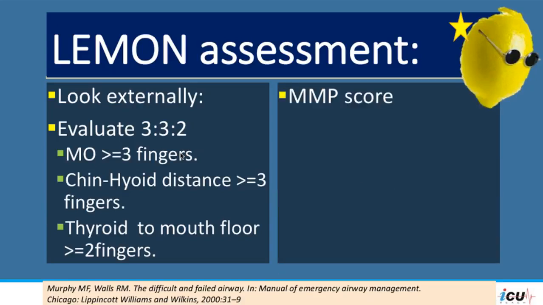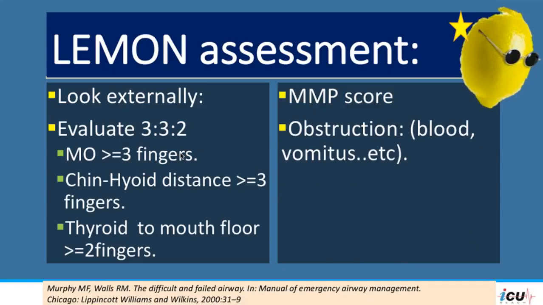Modified Mallampati score, and you need to be mindful of those with a grade 3 and 4. I'll show you that in a minute. Obstruction if there is any blood or vomitus inside the mouth. And finally, the neck mobility. If your patient has got restricted neck mobility, then it will be difficult for you to get them in the right position to facilitate intubation.